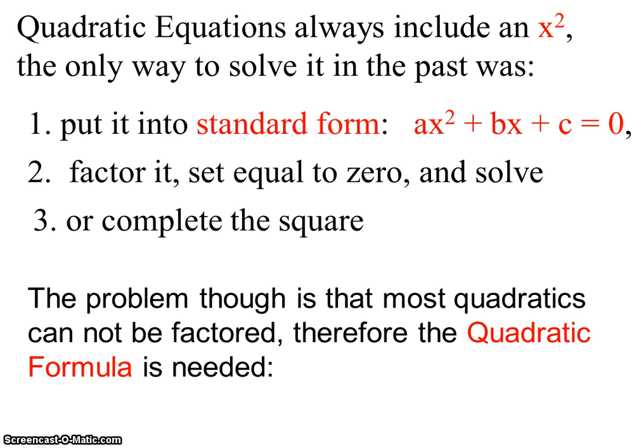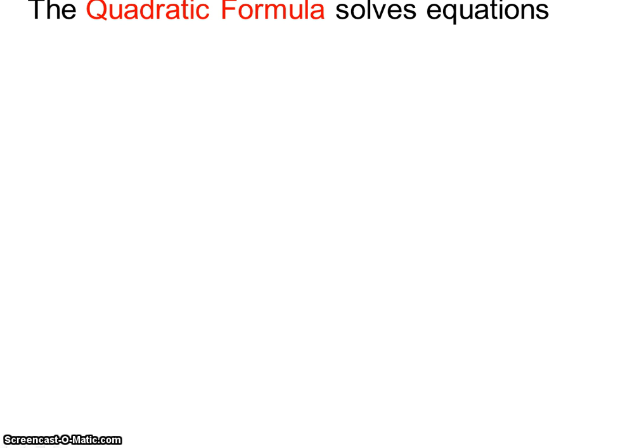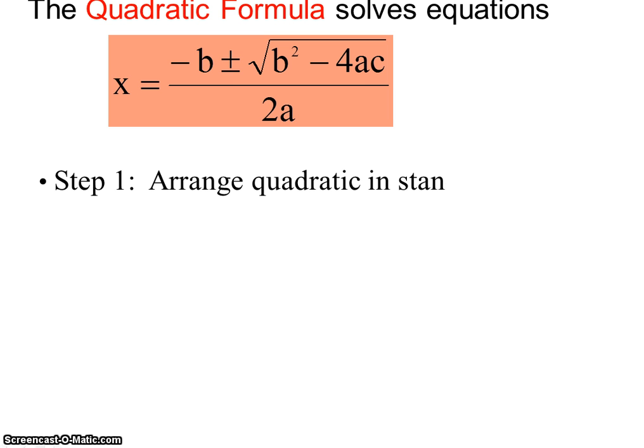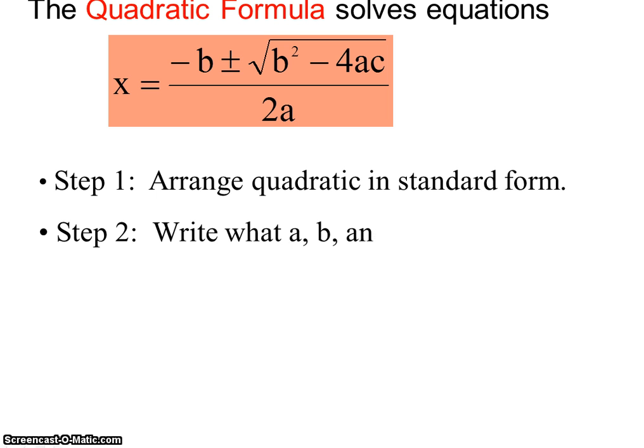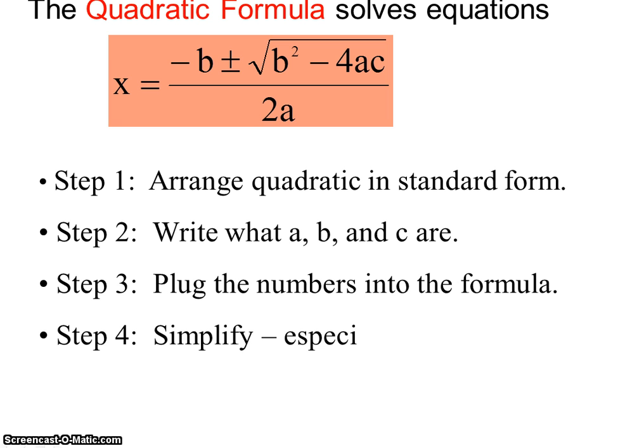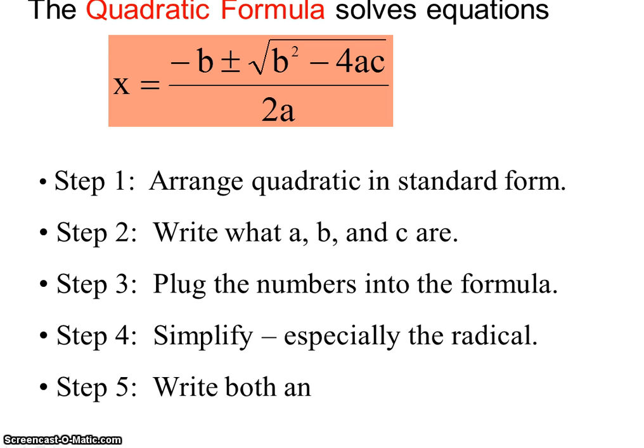Okay, the problem though is that most quadratics cannot be factored. Therefore, the quadratic formula is needed. Okay, so it solves the equations. So here again is our formula. Step 1, you're going to arrange the quadratic in standard form. Step 2, write what a, b, and c are. Step 3, plug in the numbers into the formula. And step 4, simplify, especially the radical first, and then write both answers down. So go ahead and push pause and write those down, please.